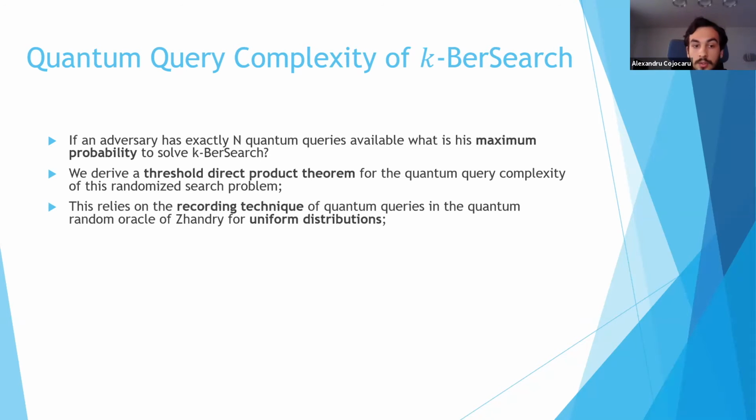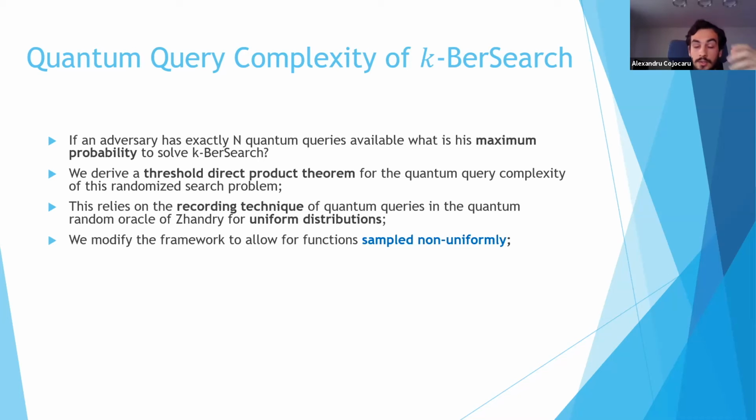Technically, this relies on using the recording technique for quantum queries in the quantum random oracle developed by Zhandry, but which was developed for uniform distributions, that is, for functions sampled uniformly. Whereas, if we recall, in our case, we had a function sampled from a Bernoulli distribution. So one of our main contributions is to modify this recording technique framework to allow for functions sampled non-uniformly. And this new framework can be of independent interest.